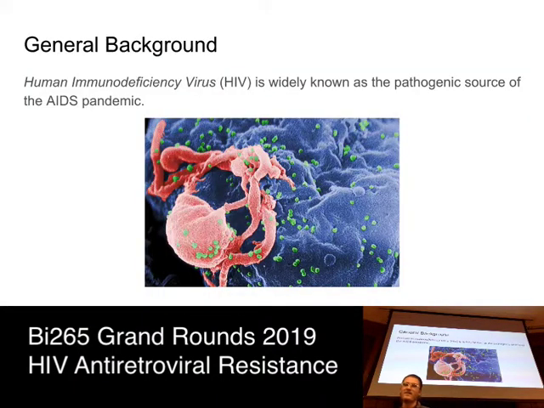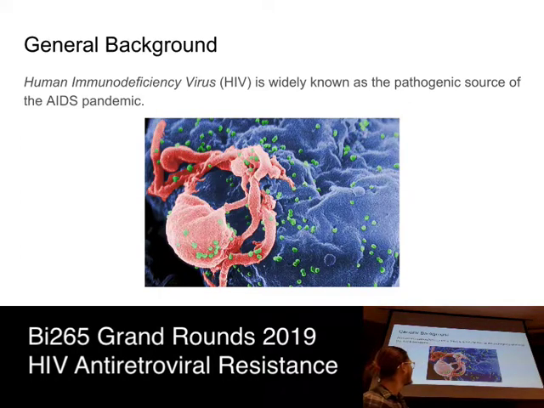So, for some general background, human immunodeficiency virus, or HIV, is the source of acquired immunodeficiency syndrome. And it looks like this. This is actually an HIV virus mixing with an immune cell.